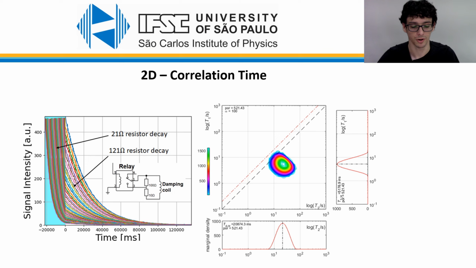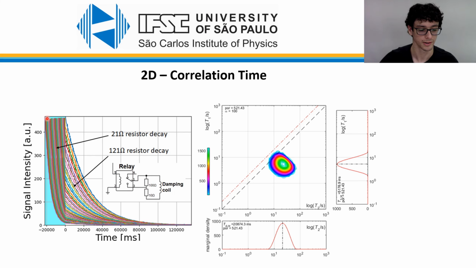To emulate this process here, we use a relay that is shorted at first and then it is left open. So when the relay is shorted, we're going to have the damping coil with a 10 ohm resistor only. But then when the relay stops being shorted, we are going to have a 110 ohm resistor. And this time we change. This time it stays on.